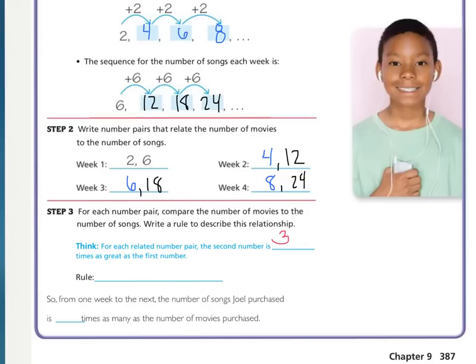Well, I know 2 times 3 would equal 6, 4 times 3 equals 12, 6 times 3 equals 18, and 8 times 3 equals 24. So the rule for the relationship between these is going to be multiply by 3. And the reason why I spell the word out is because as you get farther into geometry, X is going to start meaning something other than multiply, but if it came down to it, times 3 would probably be okay. So, from 1 week to the next, the number of songs Joe purchases is 3 times as many as the number of movies purchased.